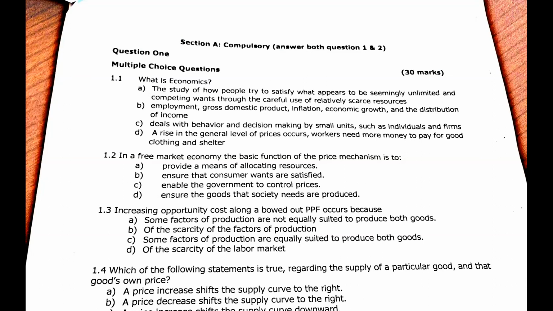Option C, economics deals with behavior and decision making by small units such as individuals and the firms, right? Yes, this is economics, but microeconomics. This is microeconomics, because microeconomics deals with the behavior and decision making by small economic units such as individuals, firms, and households. So that's micro. But the question is not asking us to define what microeconomics is.